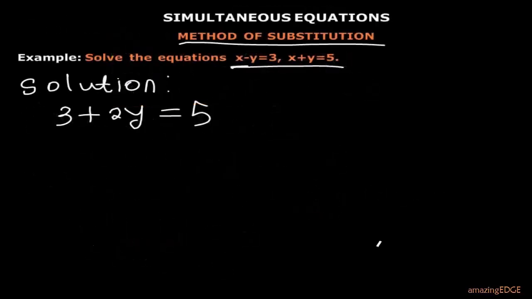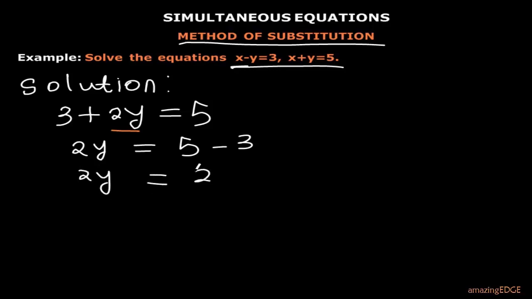Here, collecting like terms, we have 2y. We're going to take this value here to be with the numerical value there. If you do that, on the left hand side you have only 2y remaining, and on the right hand side you have 5. Then 3 coming over becomes minus 3. So we have 2y equals 2.